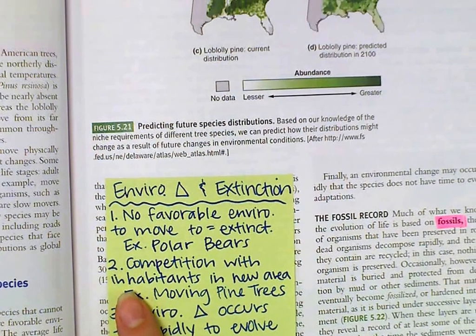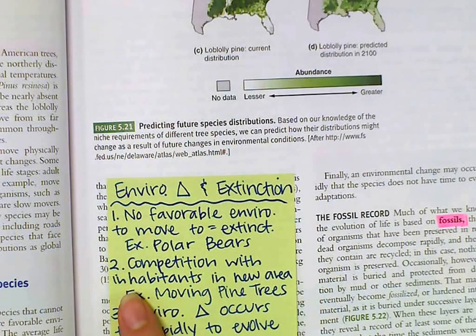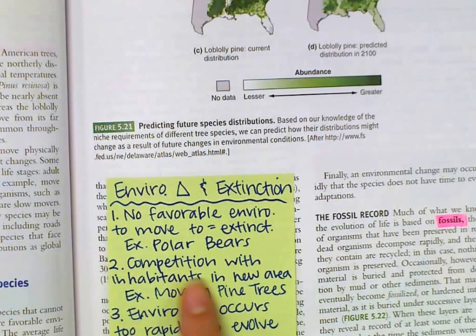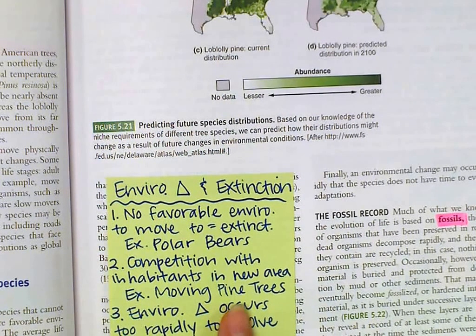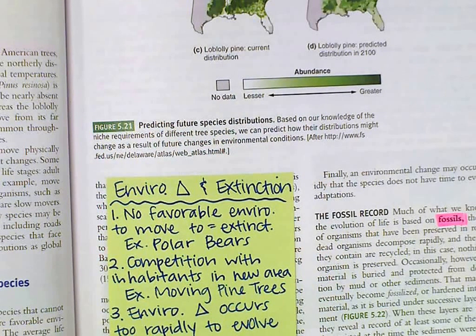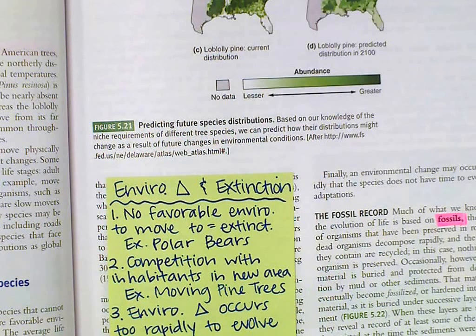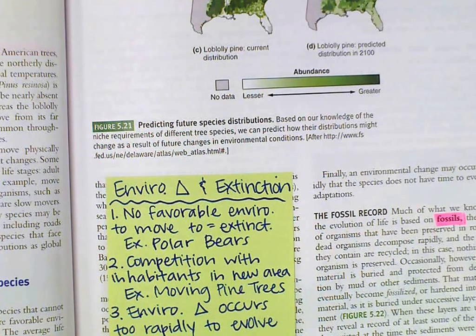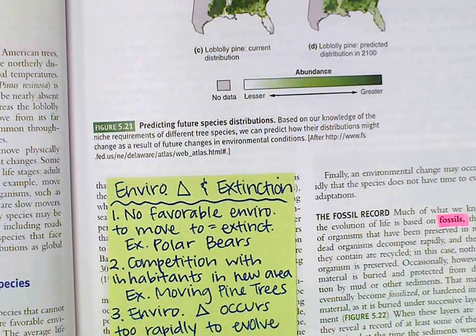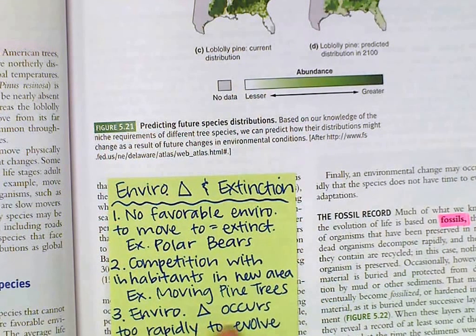Another way that extinction can happen is competition with inhabitants in a new area. So if our pine trees are moving north, there's probably already a bunch of trees there, so they're going to have to compete with the trees that were already there, hopefully being able to find a place to live that has enough water and sunlight. Because you might not think that trees have to compete with each other, but they definitely do for resources.